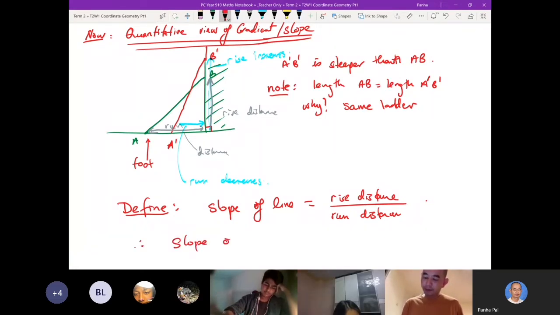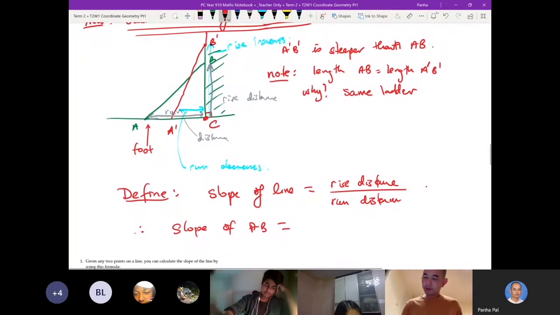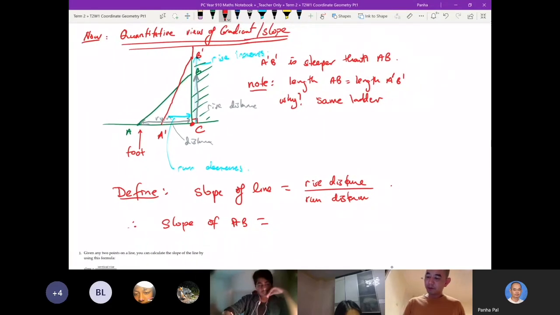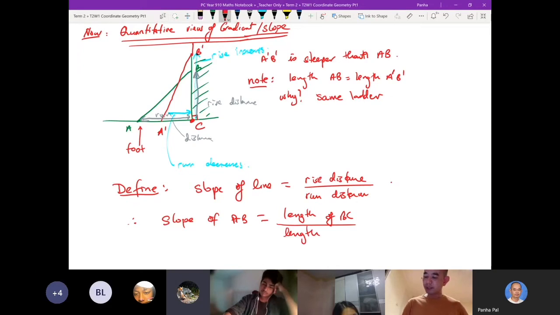The slope of AB would equal to, let me call this point here C. What is the rise distance for AB? I'll start off. Would you agree it's equal to BC? It's the length of BC. Divided by, what is its run distance, Ariel? AC. AC, good.